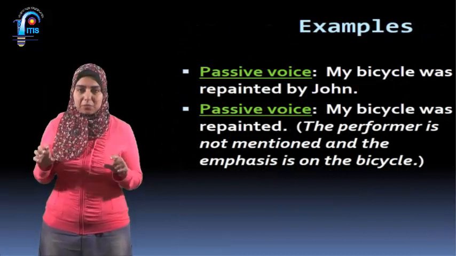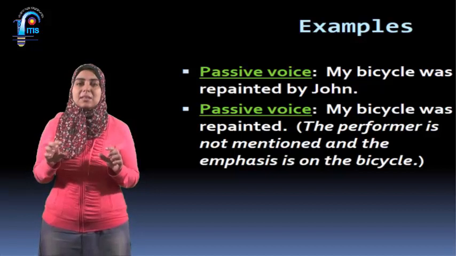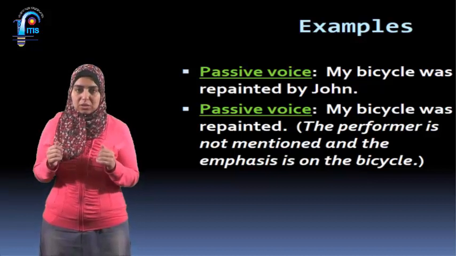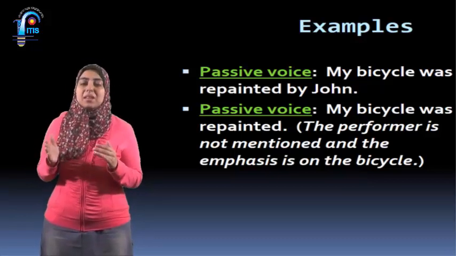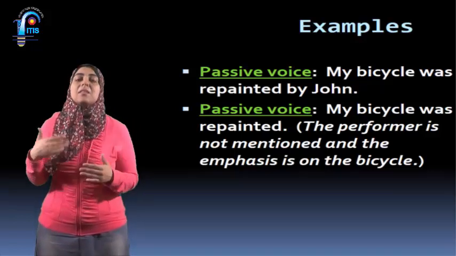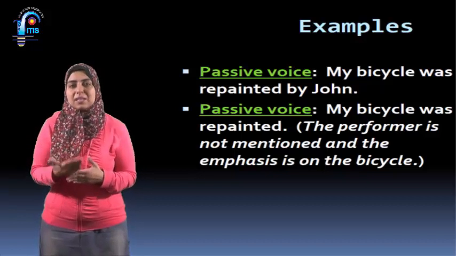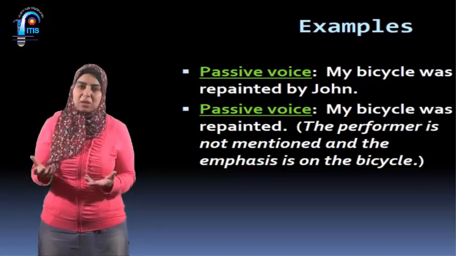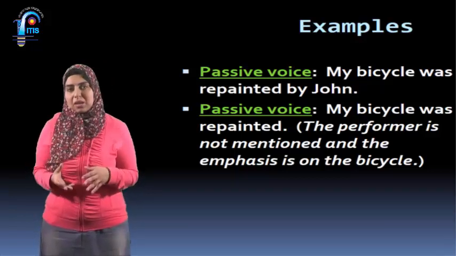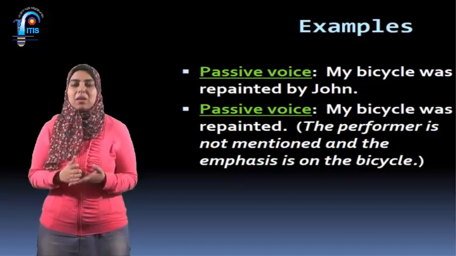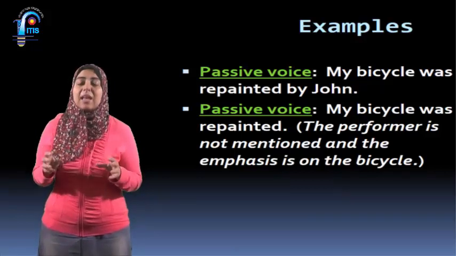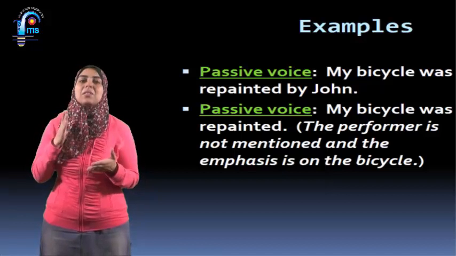For example, we have a sentence here. This sentence is in the passive form. My bicycle was repainted by John. Okay. Here, my bicycle was repainted. What is the difference between these two sentences? In the first sentence, we know the performer of the sentence. But sometimes we can use by plus the subject. My bicycle was repainted by John. And sometimes it's not important to say by. We can say my bicycle was repainted. The performer is not mentioned in this sentence, and the emphasis is on the bicycle and on the action itself.